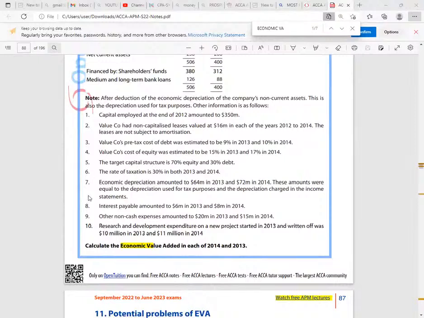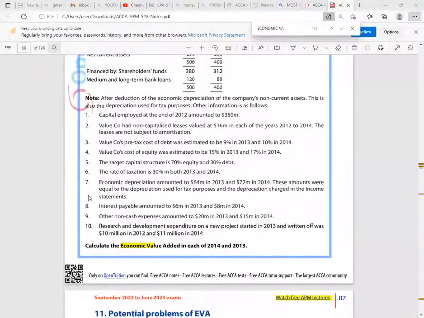Number 7, economic depreciation amounted to 64 in 2013 and 72 in 2014. These amounts were equal to the depreciation used for tax purposes and the depreciation charged in the income statement. So can a good student help us think through this? What do you think about this depreciation? What should we do with it?